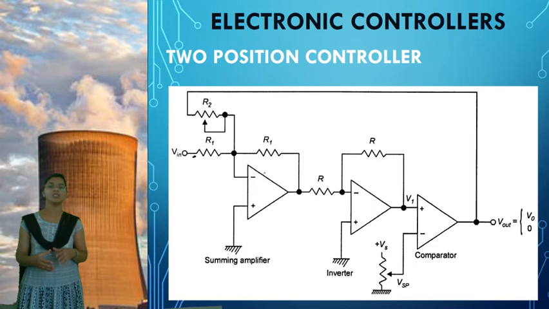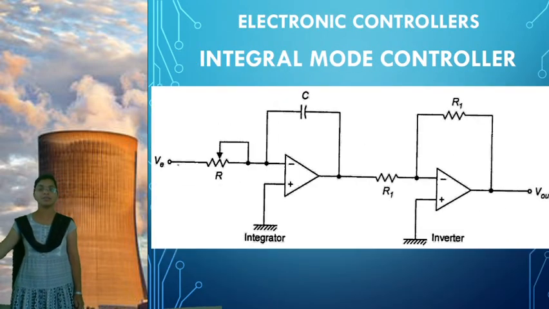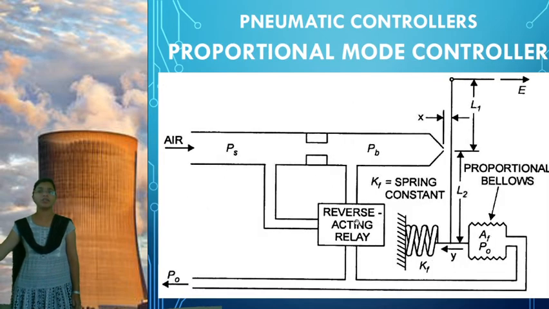If it is integral action, that capacitor we are going to connect at the output side. If it is derivative action, we are going to connect the capacitor at the input side. So these are the different types of electronic controllers. I think you are all clear.